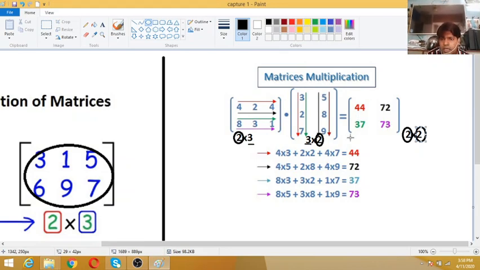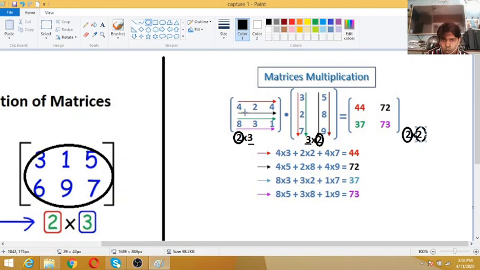Fine. So how to get the 4 elements now? Let us see each number, 44, 72, 37 and 73, and how they are formed. Always tell yourself: row into column. This is what you have to repeat and tell yourself, row into column. Then next you say the elements of the row are multiplied to the corresponding elements of the column.